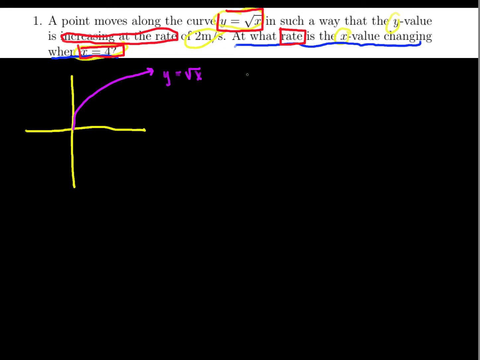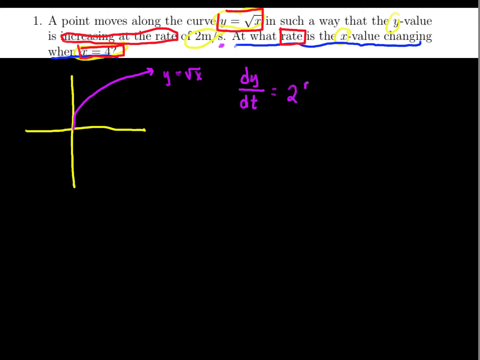And we want to know, so we're told the y value is increasing at a rate of 2 meters per second. So we can relate that: dy is increasing at a rate of 2 meters per second. So I know its underlying variable, it's a function of time. So dy/dt is equal to 2.